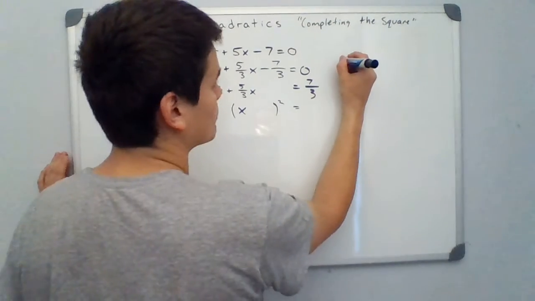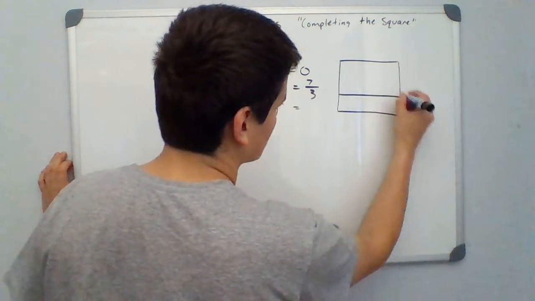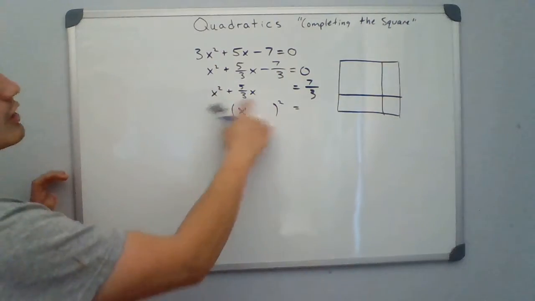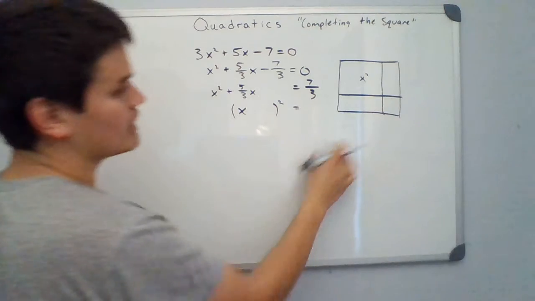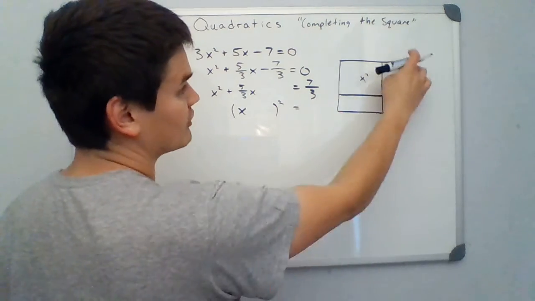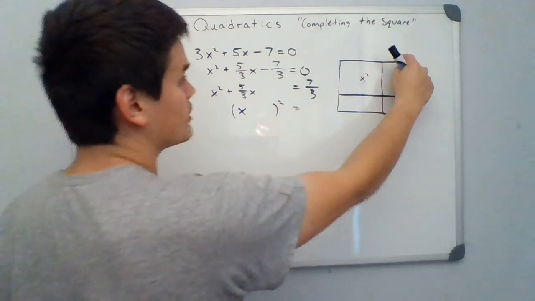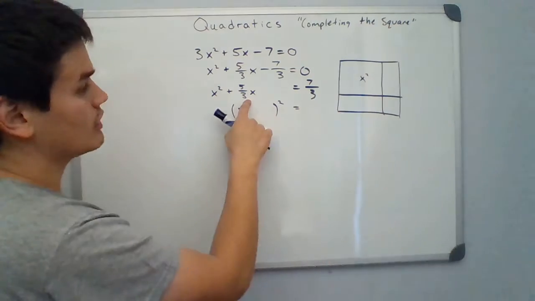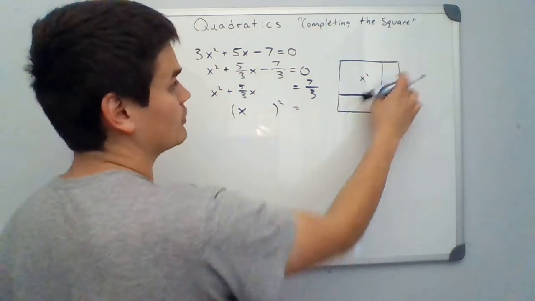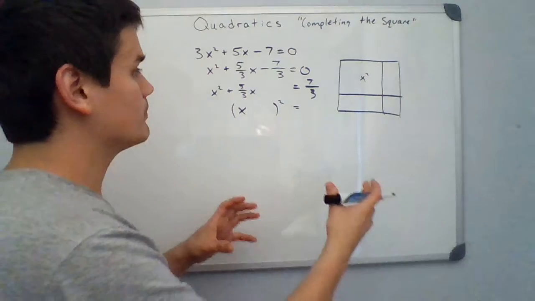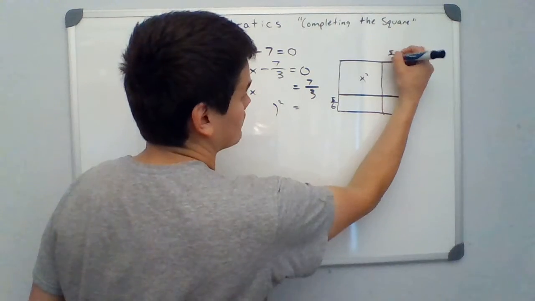So I'll do a diagram here to show you what I mean. As it is right now, I have two pieces of information. I have the x squared term, and I know this has an x dimension that way, and this has an x dimension that way. So I'm asking what length here plus length here will give me the quantity 5/3. Well, it's going to have to be half of each of those in order for these two rectangles to add up to be 5/3. So it's going to be 5/6 that length that I want.